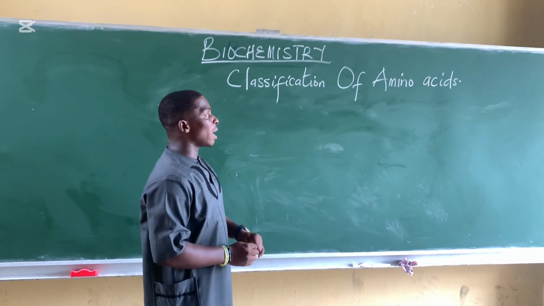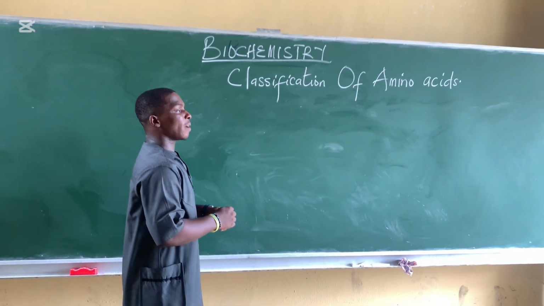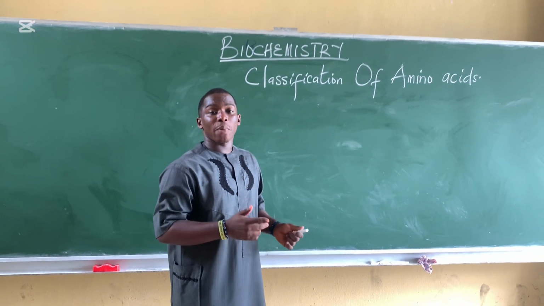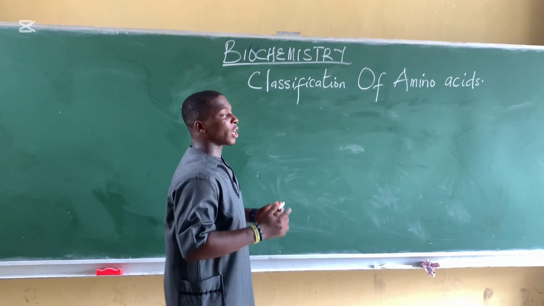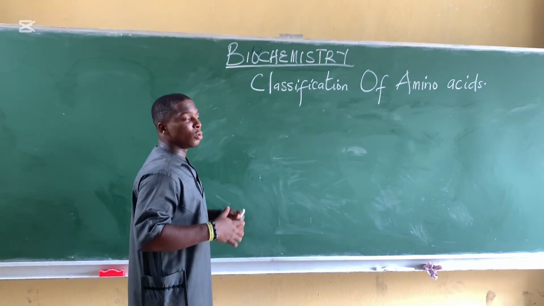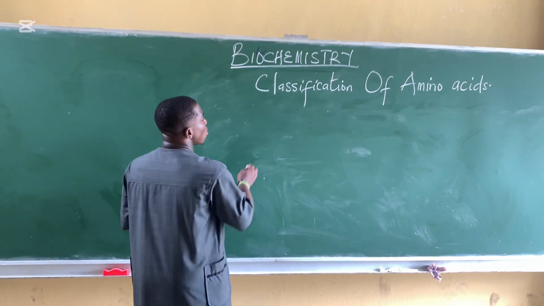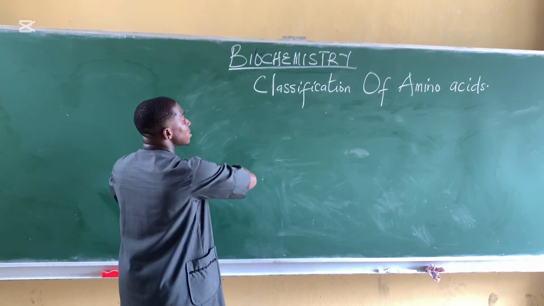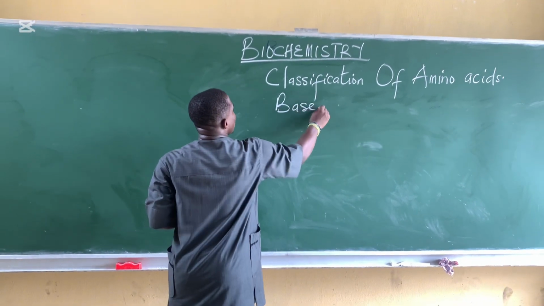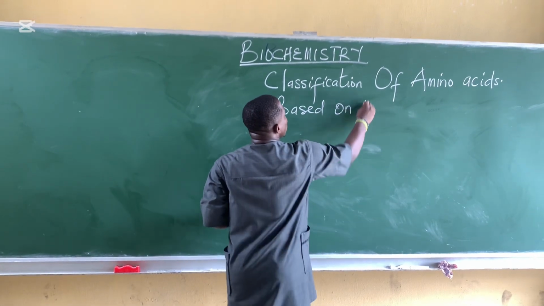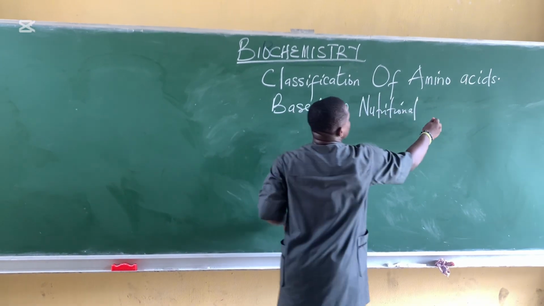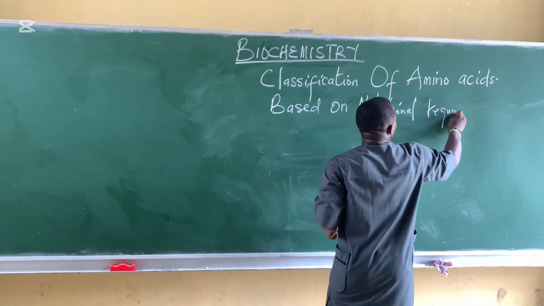Classifications of amino acids. Amino acids can be classified based on several parameters. But the classification that is more important to us is classification of amino acids based on nutritional requirements. So, in this aspect, we are looking at classification of amino acids based on nutritional requirements.